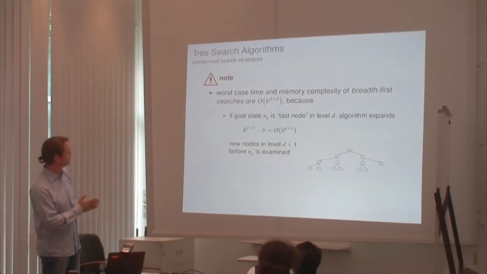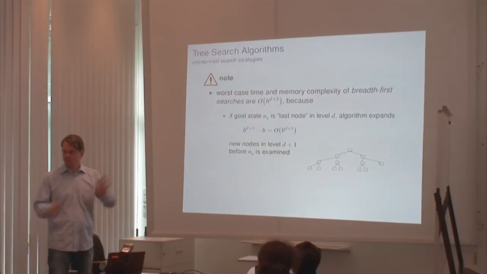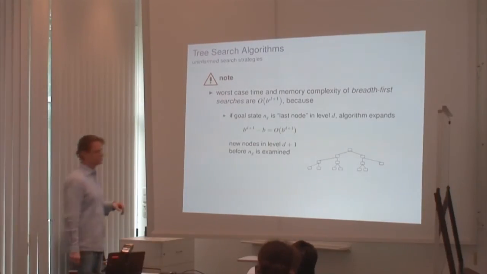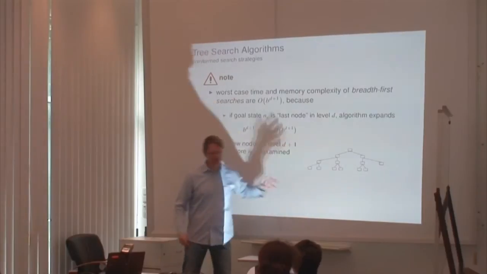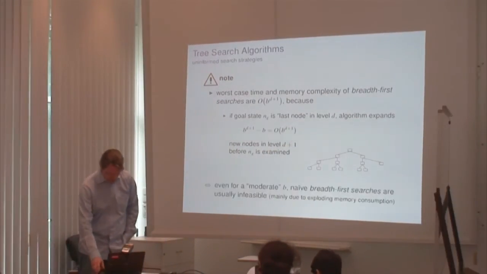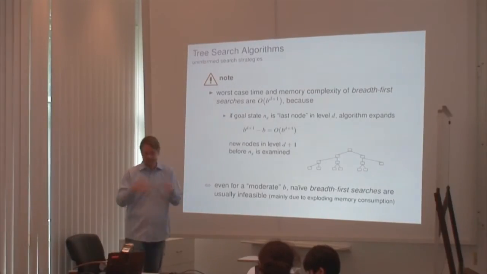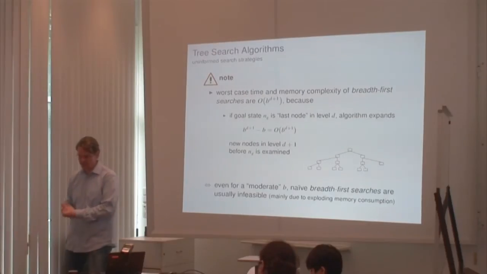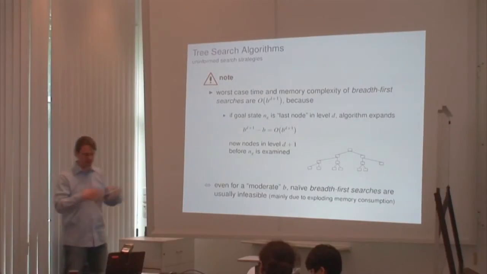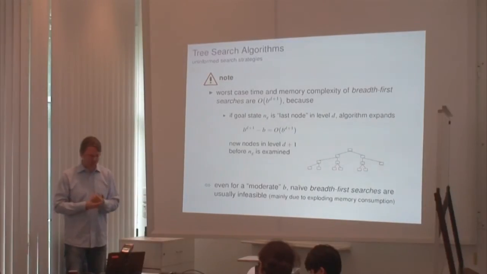This is not really expensive, but for the example we have seen, that was really bad, because the solution was here and we had to do quite some examination until we finally found it. Even for moderate values of b, whatever problem we are dealing with, if this branching factor is not very small, then this naive breadth-first search is infeasible in practice.